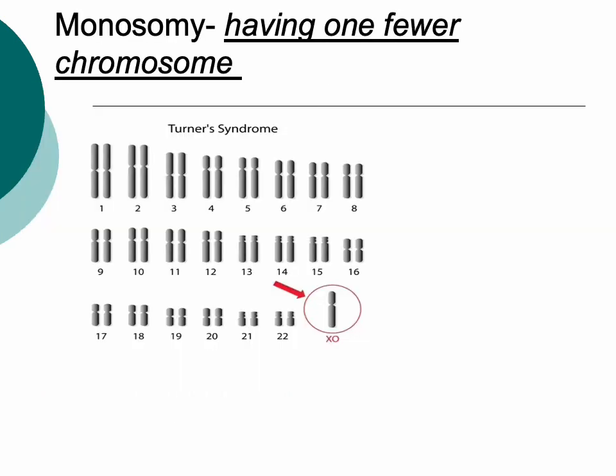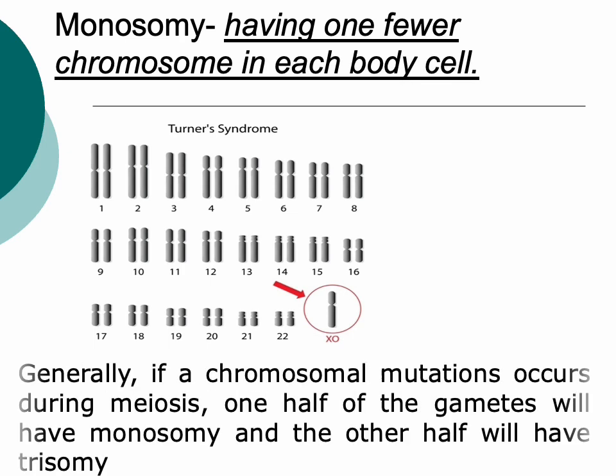Now let's move on to monosomy. Monosomy refers to a type of chromosomal aberration in which you have fewer chromosomes in each body cell. So you have a lacking chromosome. Generally, if a chromosomal mutation occurs during meiosis, one of the gametes would have monosomy and the other half would have trisomy.